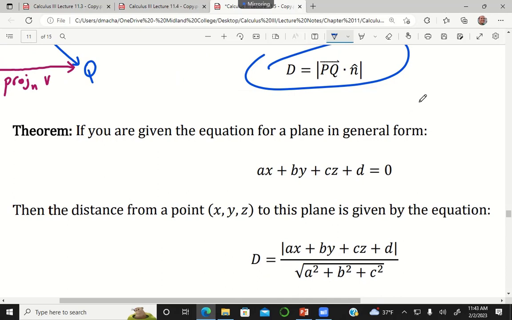So the next formula here is another little leap. If you're given the equation for a plane in general form, which is this form where you have just that d scalar, then the distance from any point to that plane is given by this equation here.